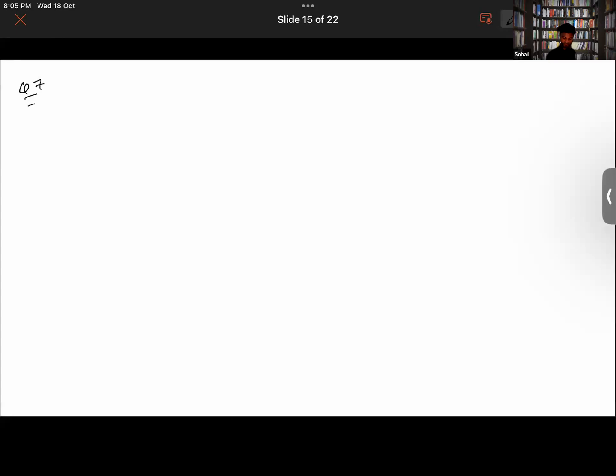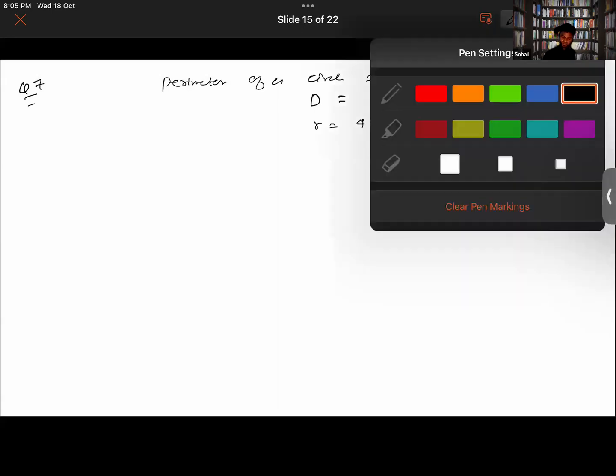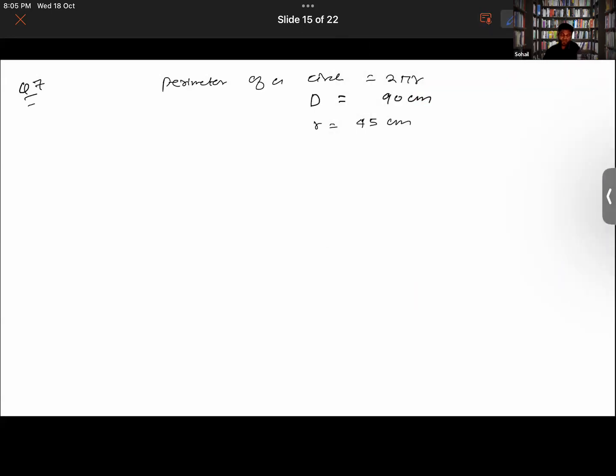Question number 7. Okay, perimeter of a circle, we know it's 2 pi r, right? And in the question, diameter of the circle has been given as 90 centimeter, right? Now radius equals to 45. Radius is 45 centimeter, exactly. Okay. Now then, question mentions that it does 315 revolutions, right?